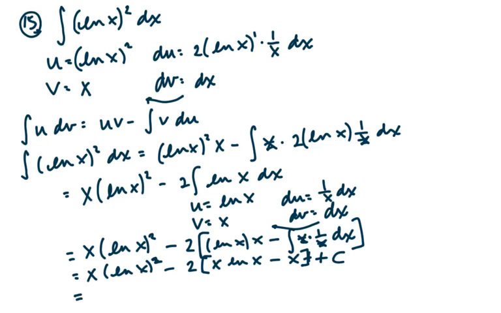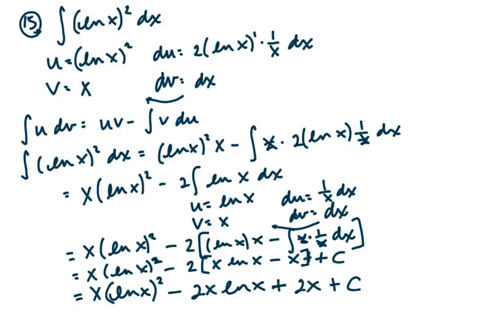Some people want to put that 2 in there, and then 2 times c is still c, because 2 times a constant is a constant. But the rules change a little bit when you get to differential equations, so let's put that plus c at the end. So we have x ln of x quantity squared minus 2x ln x minus 2x, but that becomes a plus 2x plus c. And that would be the answer to that problem.